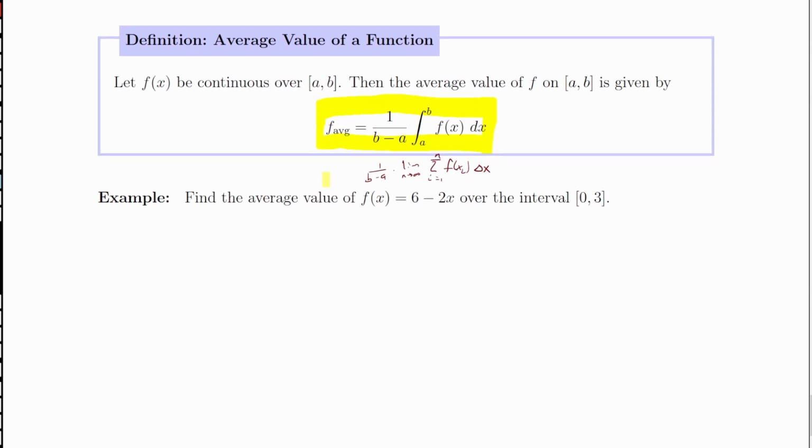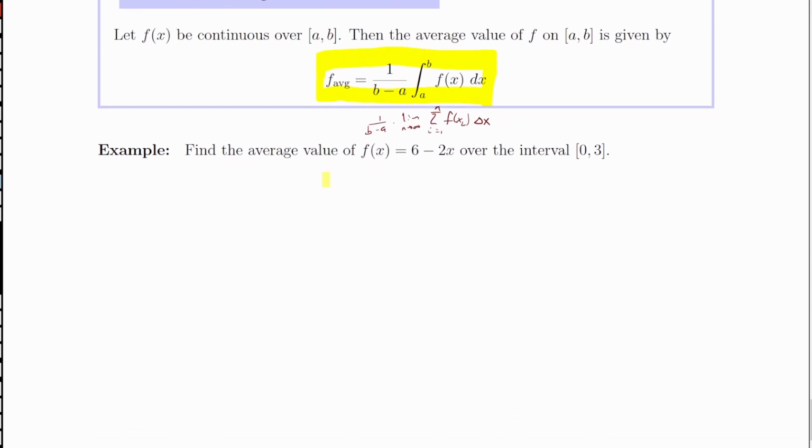Okay, so let's look at computing this. Find the average value of f of x equals 6 minus 2x over the interval 0 to 3. Let's write out average value is 1 over b minus a, integral from a to b of f of x dx. The b is 3 and the a is 0. This is 1 over 3 minus 0, integral from 0 to 3, 6 minus 2x dx. And I need to evaluate this integral.